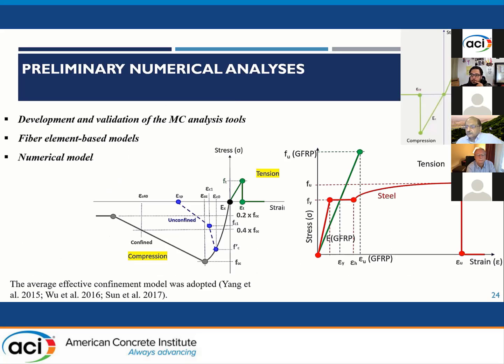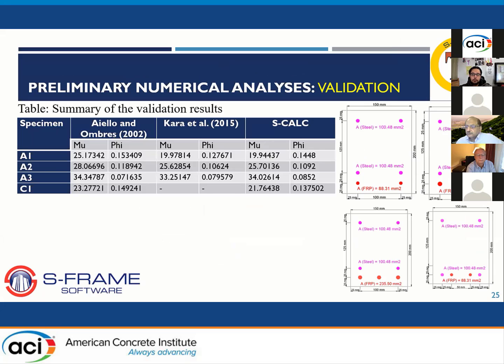So here are the schematic material models used for concrete, steel, and FRP, considering and ignoring the compression strength of GFRP. For concrete, we use the average effective confinement model for confined concrete. Regarding the numerical model, we used S-CALC, which is part of the S-Frame software, for the validation process.